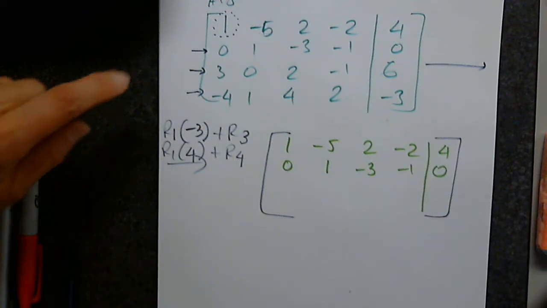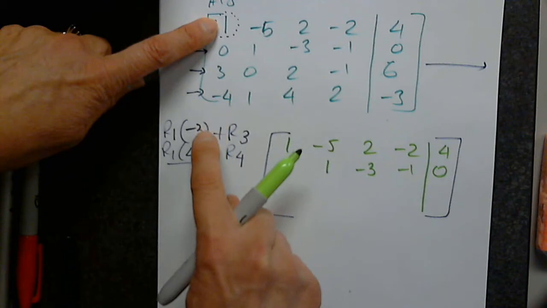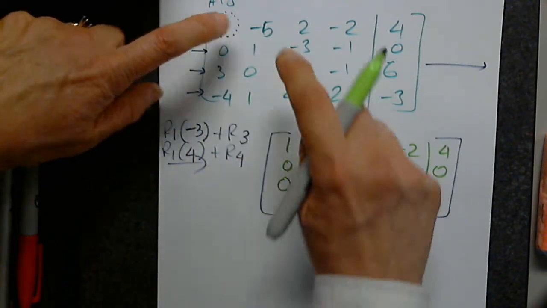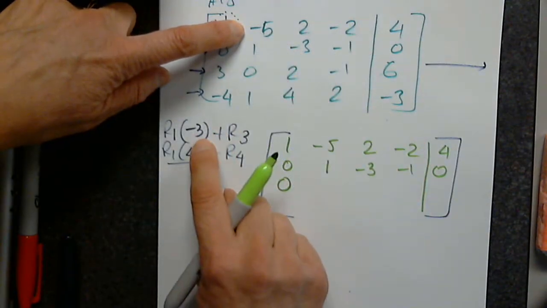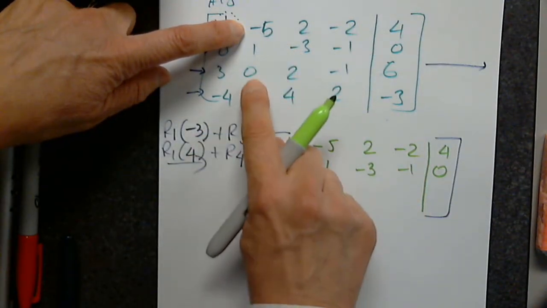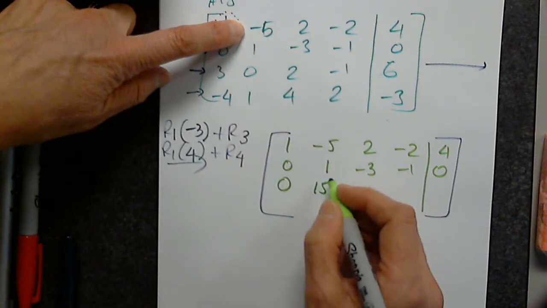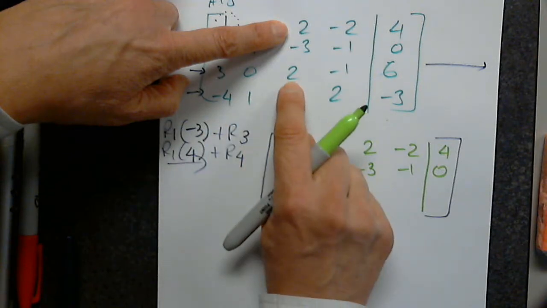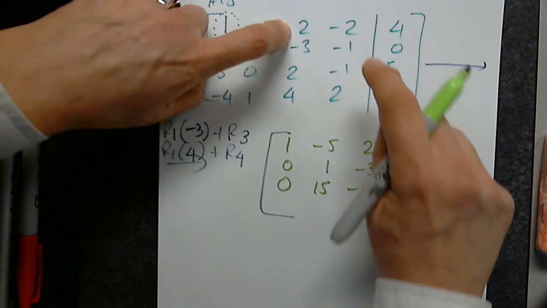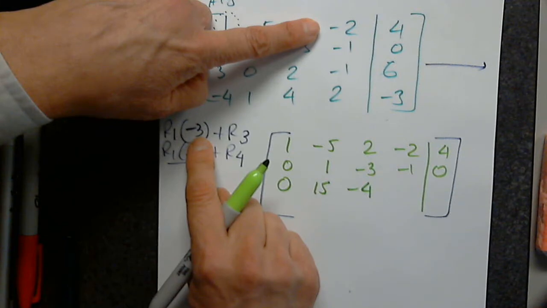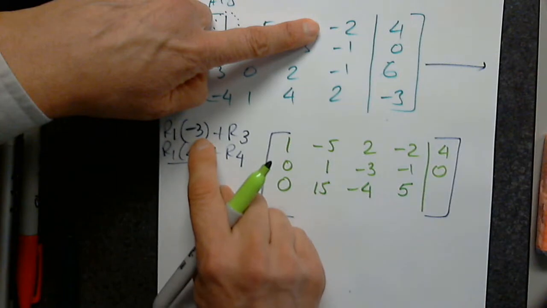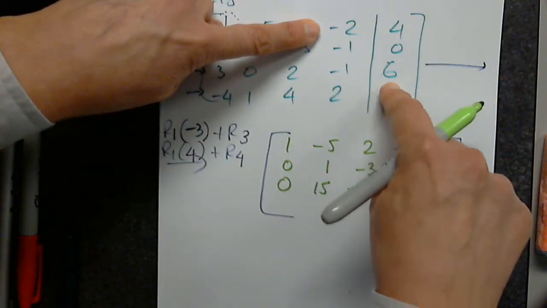Very good. Ready? 1 times -3 plus 3, 0. -5 times -3 plus 0. 2 times -3 plus 2. -2 times -3 minus 1. 4 times -3, -12 plus 6.